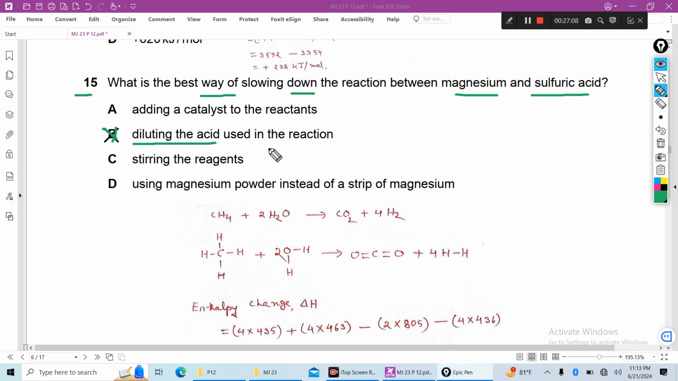Diluting the acid used in the reaction. If you dilute the acid, the concentration of acid decreases, so the rate of reaction will decrease. That means the reaction will be slowed down. B is the right answer. But why is A wrong? Adding a catalyst. No, if you use a catalyst, the rate of reaction will increase, not slow down. Stirring the reagent, the rate of reaction will increase. Using magnesium powder instead of a strip of magnesium, the rate of reaction will be high. So B is the right answer.